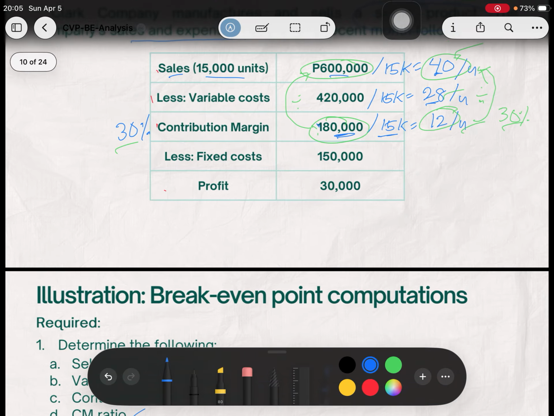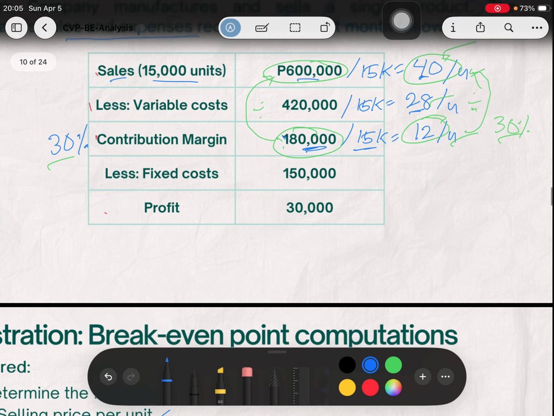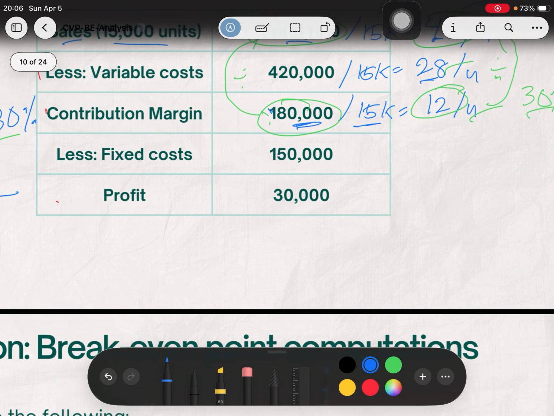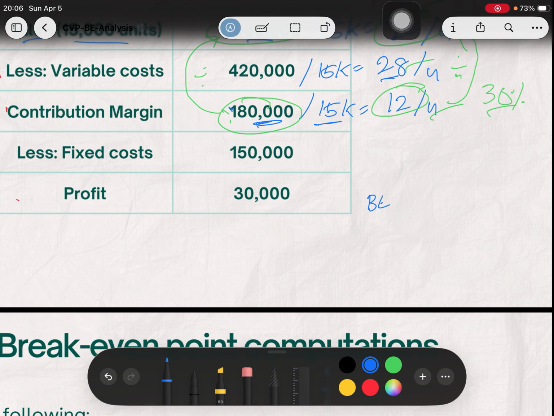Dito na lang. So, ito na yung ating fixed cost. So, gawin nating break-even point in units. So, that would be 150,000 divided by contribution margin per unit na 12 pesos. Ayan. Tapos, yung isa naman, break-even point in peso sales. That is fixed cost of 150,000 divided by contribution margin ratio na 30%.